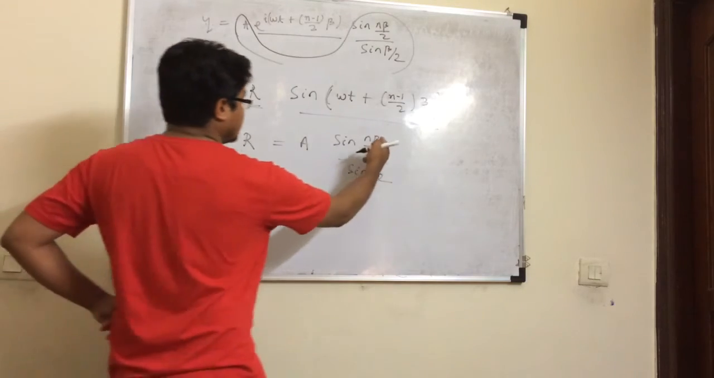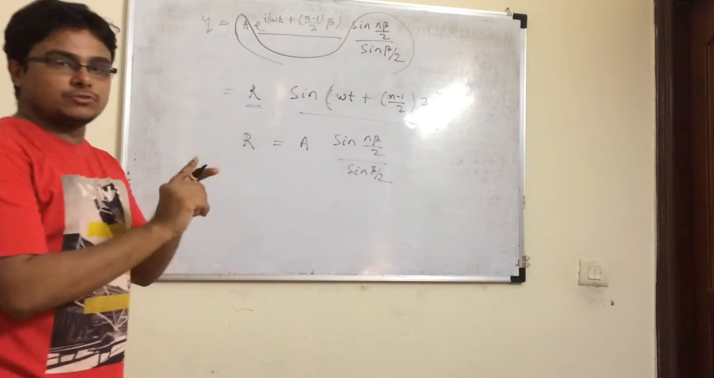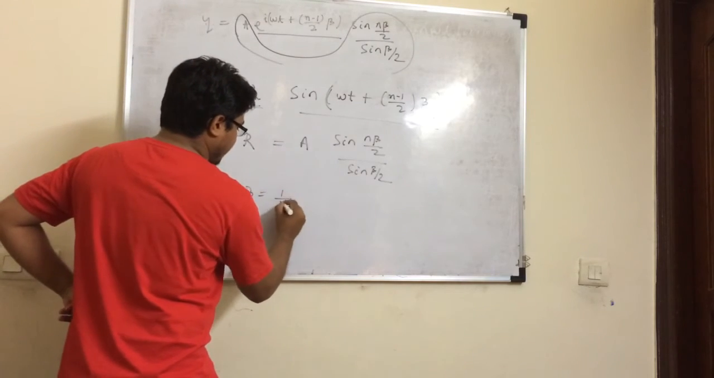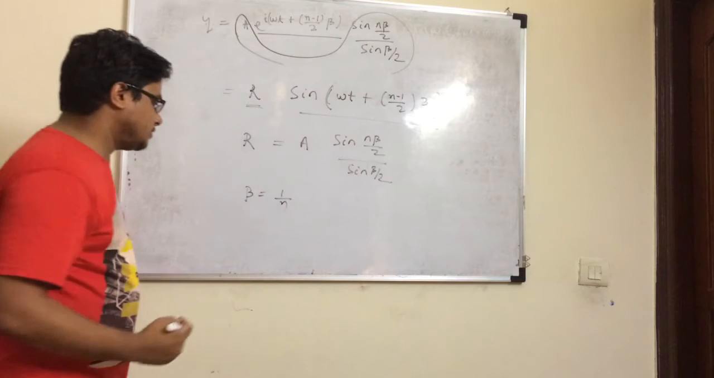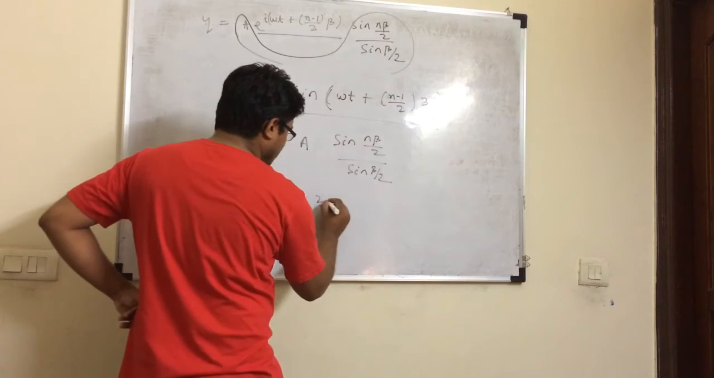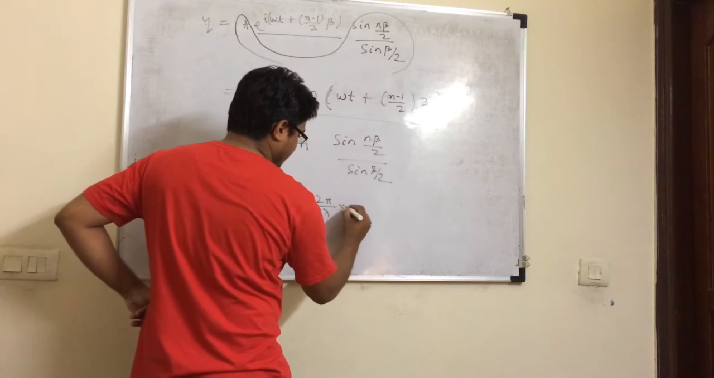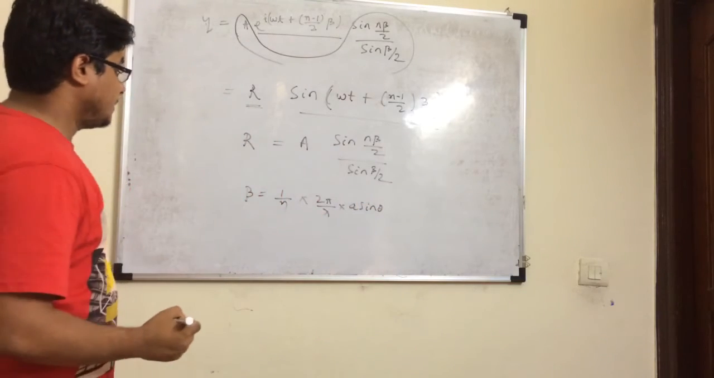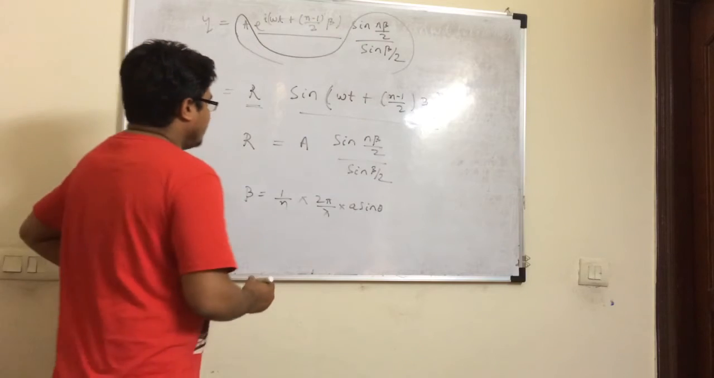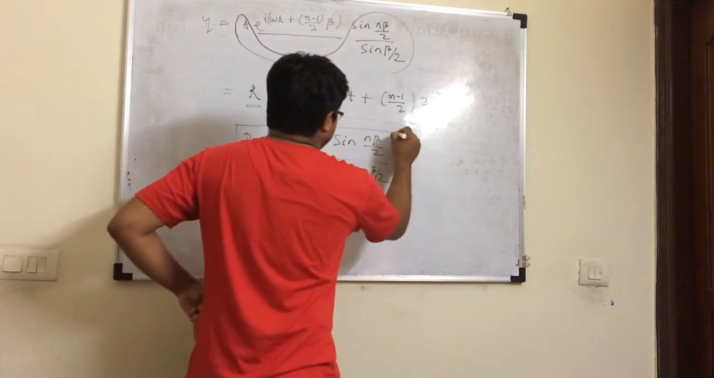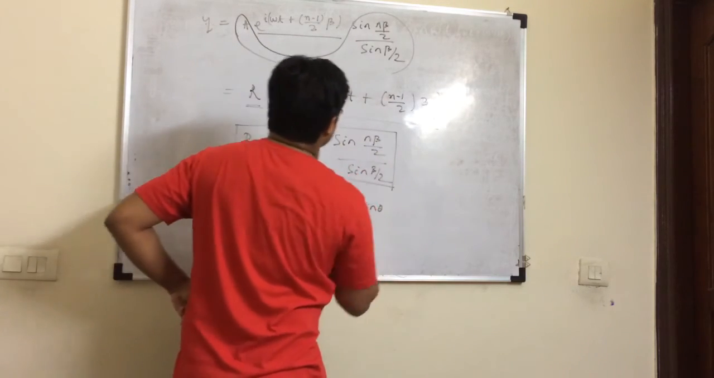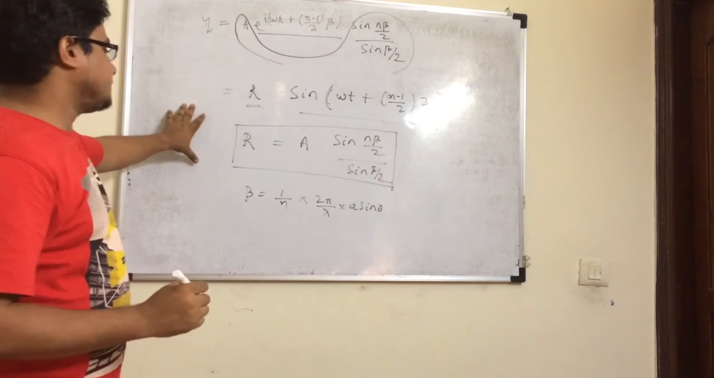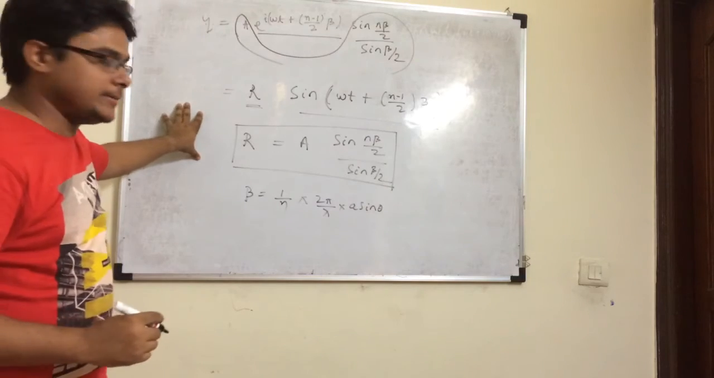This beta is the consecutive phase difference between two consecutive secondary sources that we have already calculated. Beta is equal to 1 by n, n being the number of sources, multiplied with 2 pi by lambda of a sine theta. This is what we have taken this beta as. Analyzing this resultant amplitude r will give us the intensity at any point on the screen.